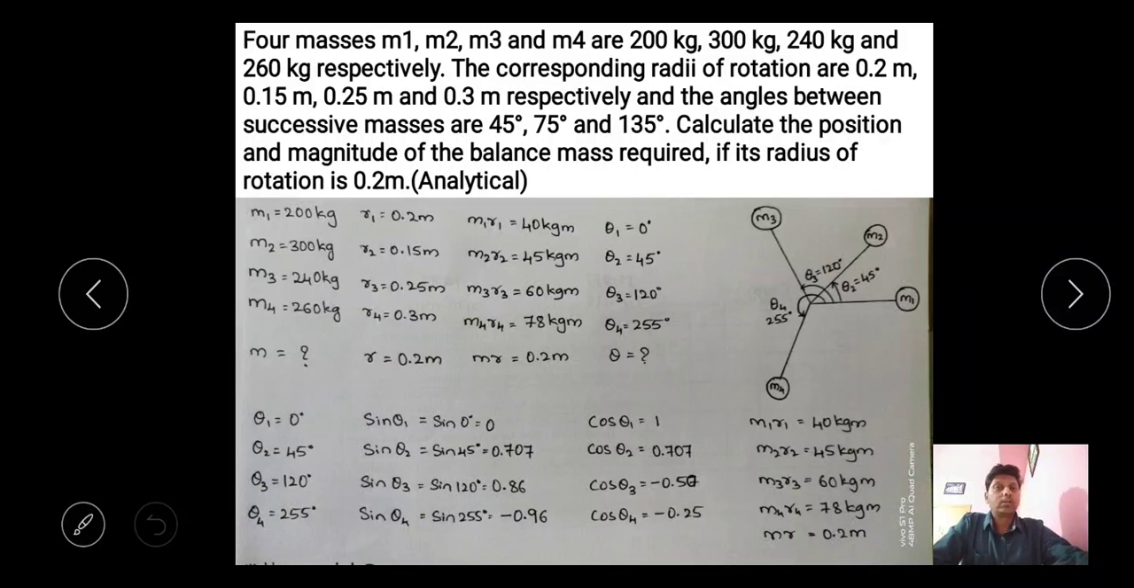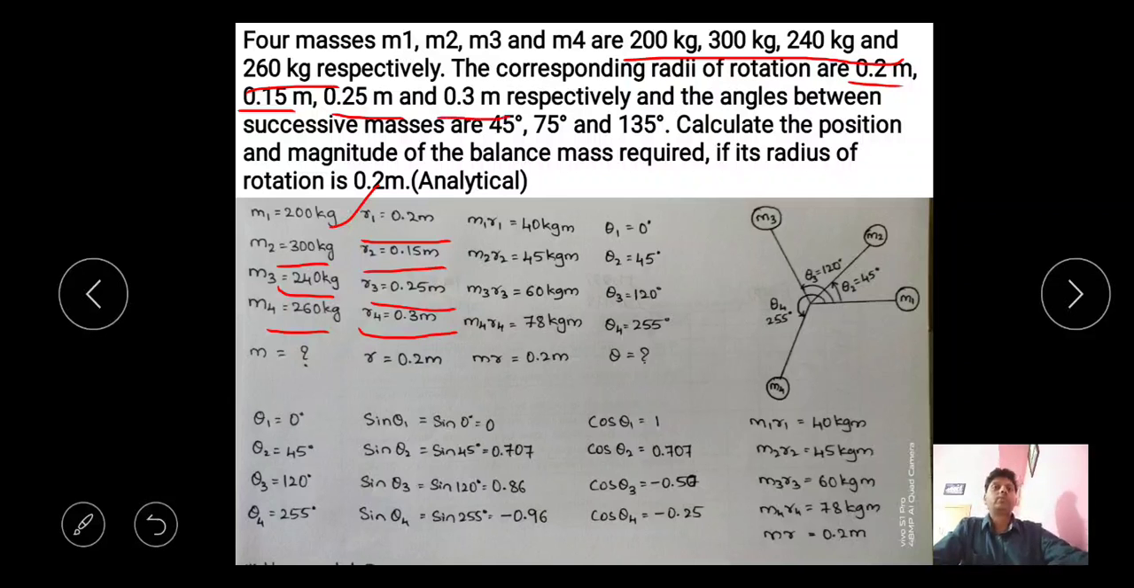Now, what all is given? m1 is 200 kg, m2 is 300, m3 is 240, m4 is 260. Then the radii are given: r1 is 0.2, r2 is 0.15, r3 is 0.25, and r4 is 0.3. Now, after noting this, what you have to find is m1 r1.